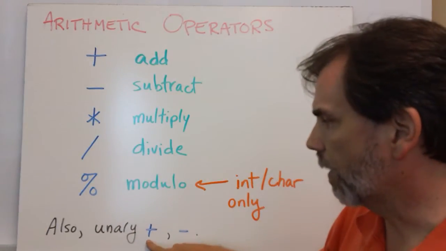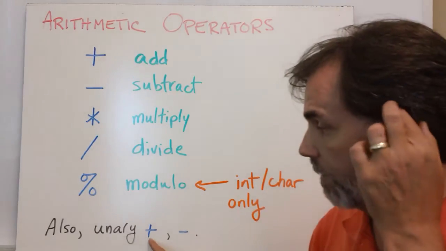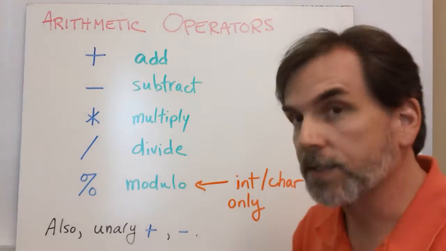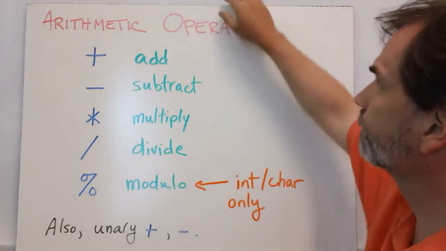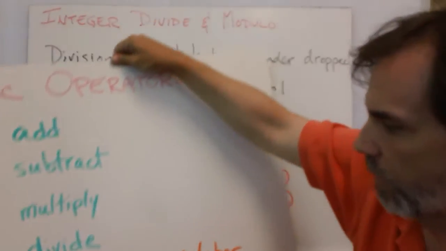There are also unary operators, plus and minus. Plus does absolutely nothing, and minus negates a value. Let's talk about modulo and integer division a little bit.